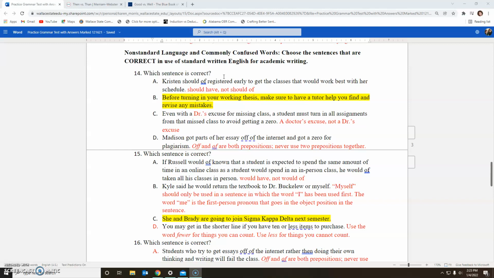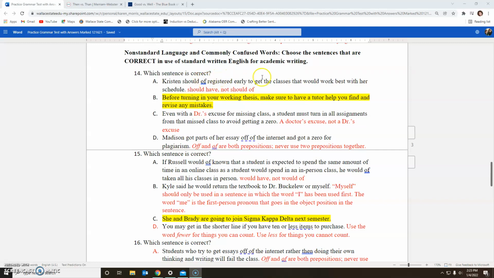"Of" is a preposition, so it is not even a verb. So pay extra attention to that. Make sure that you are using standard written English and not simply what you think you may be hearing. That's a good one to have a tutor look at.